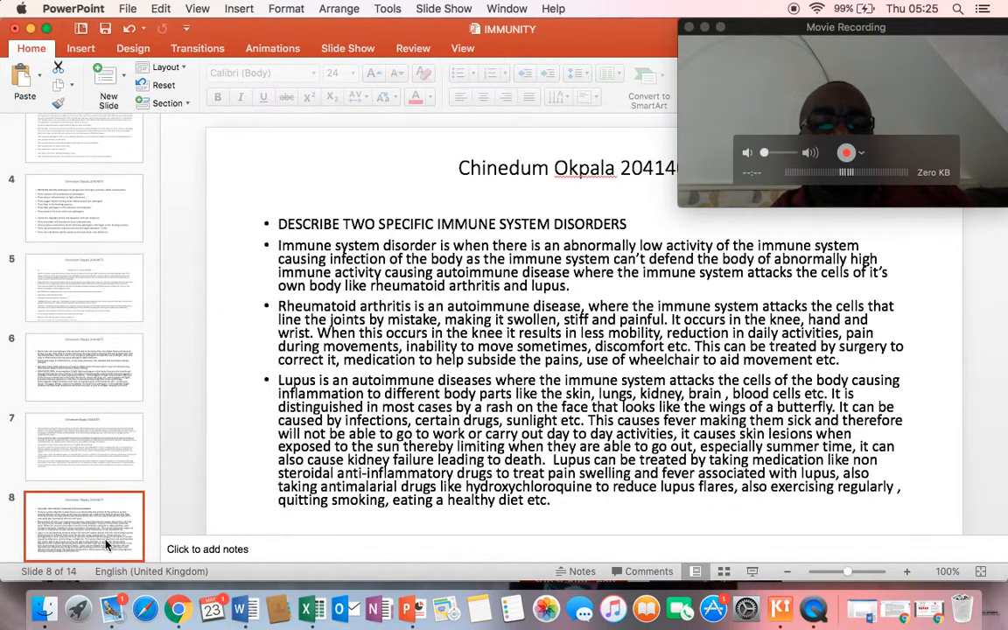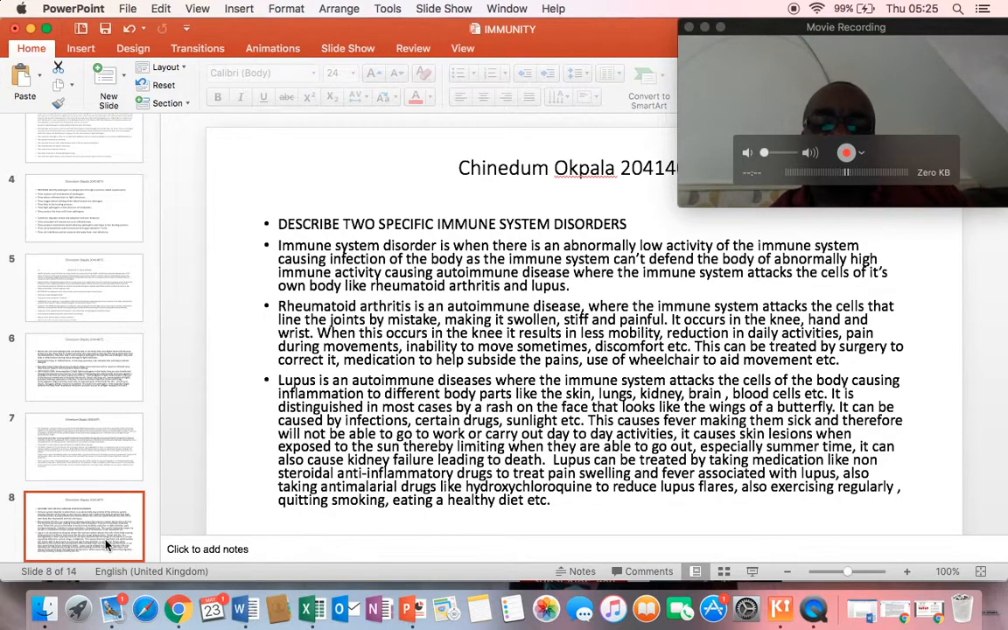Lupus is an autoimmune disease where the immune system attacks the cells of the body, causing inflammation to different body parts like the skin, lungs, kidney, brain, blood cells, etc. It is distinguished in most cases by a rash on the face that looks like the wings of a butterfly. It can also be caused by infections, certain drugs, sunlight, etc.